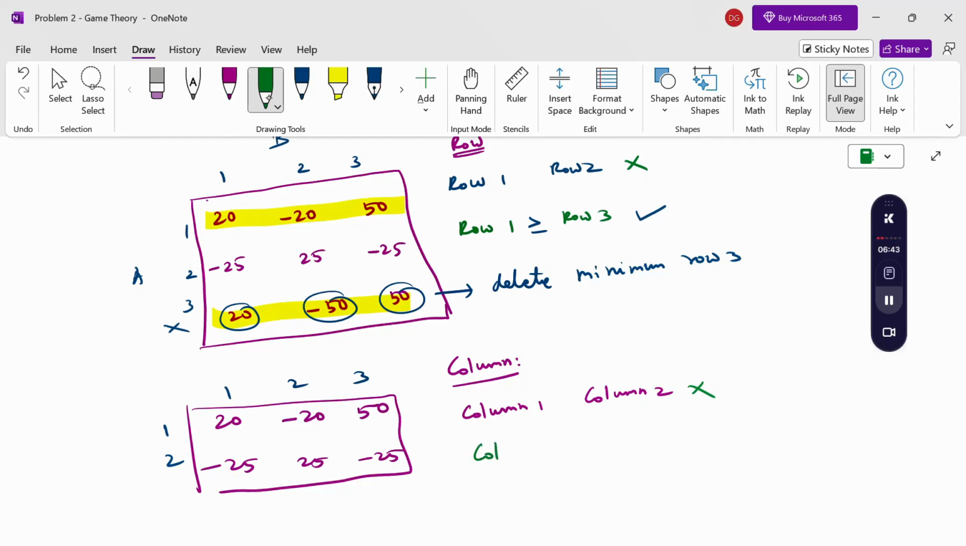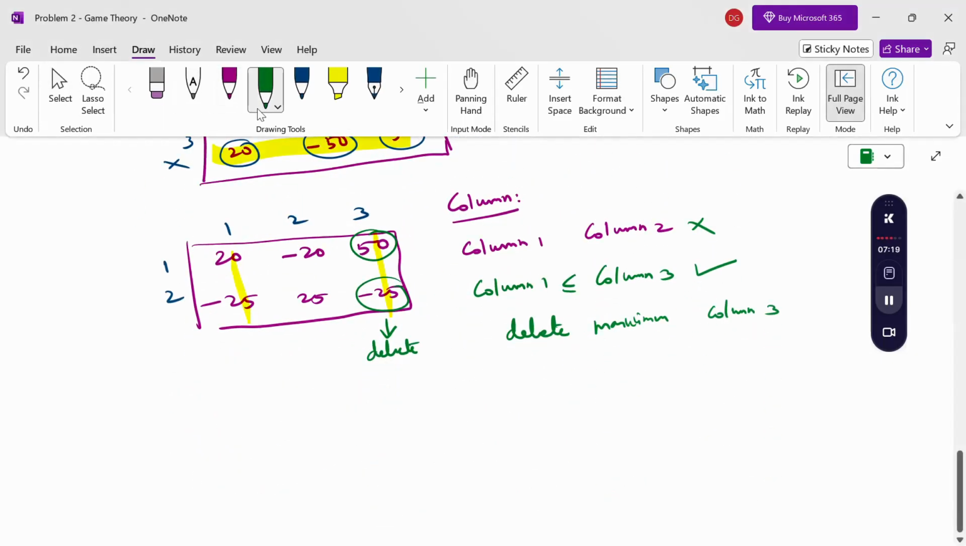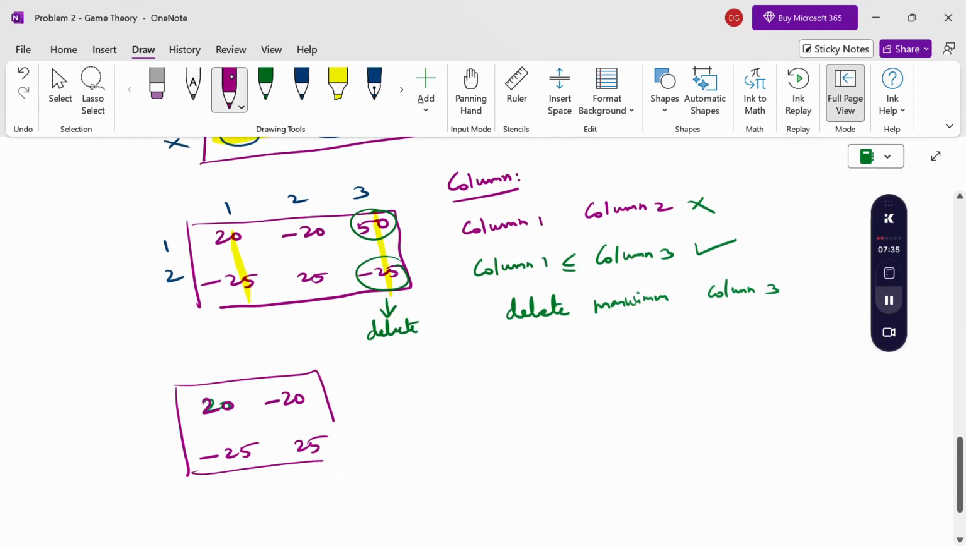Now compare column 1 and column 3. Here 50 is the maximum and minus 25 is equal, so the comparison is possible. So column 1 is less than or equal to column 3, therefore delete the maximum column, column 3. Therefore we have 20, minus 20, and minus 20, minus 25, 25. So this is rows 1 and 2, columns 1 and 2.